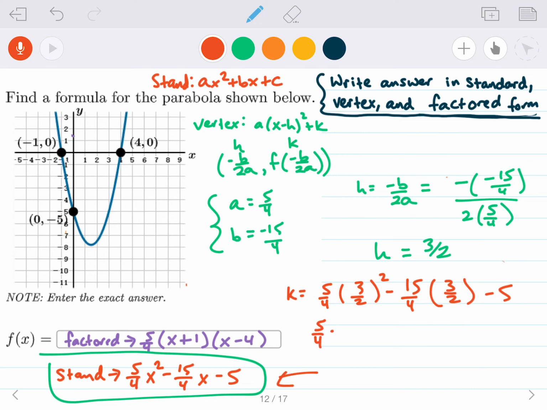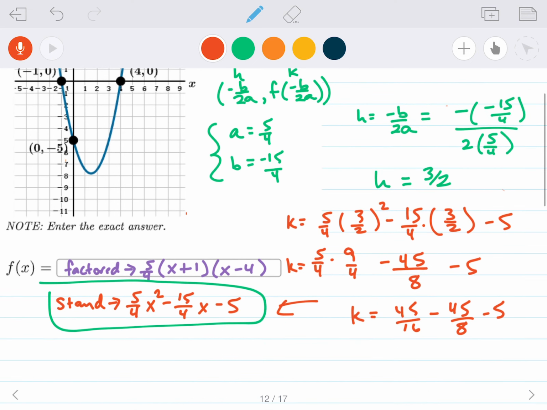So here we have 5 over 4. 3 over 2 squared is 3 over 2 times 3 over 2, which is 9 over 4. And then negative 15 over 4 times 3 over 2, if we multiply straight across, is minus 45 over 8, minus 5. So this is k equals. All right, simplifying this out, we get 45 over 16 minus 45 over 8 minus 5. I'm just going to put this in the calculator to see what we get here for k. So I'm getting negative 125 over 16. Okay, so that's k. So k is equal to negative 125 over 16.